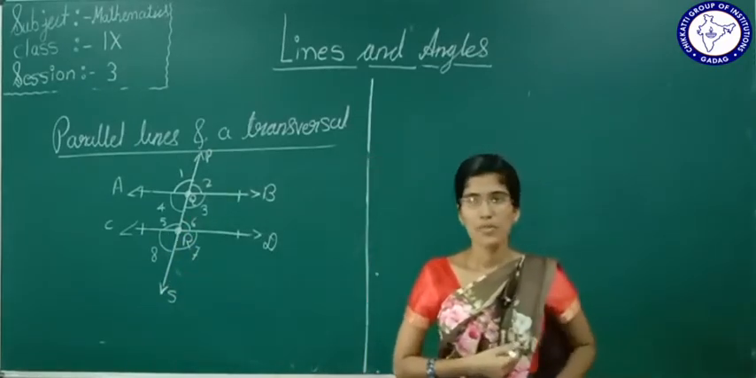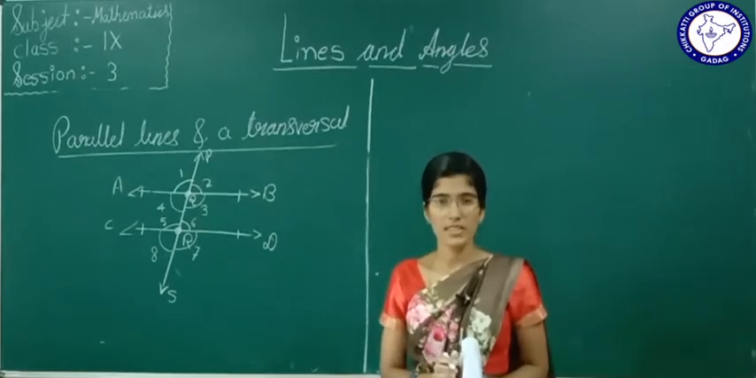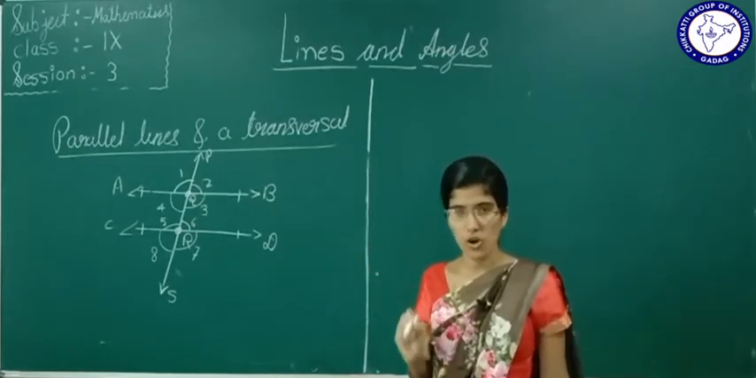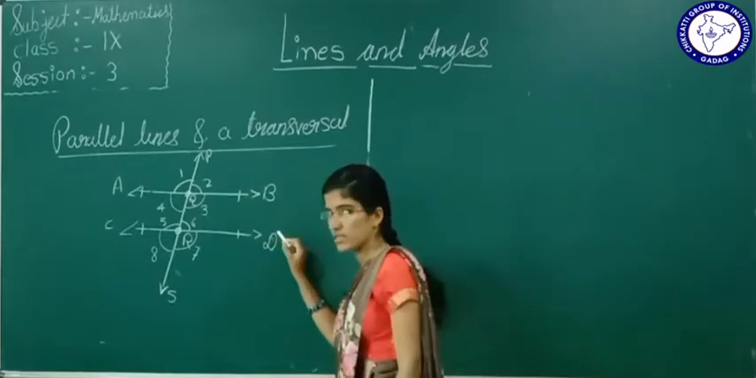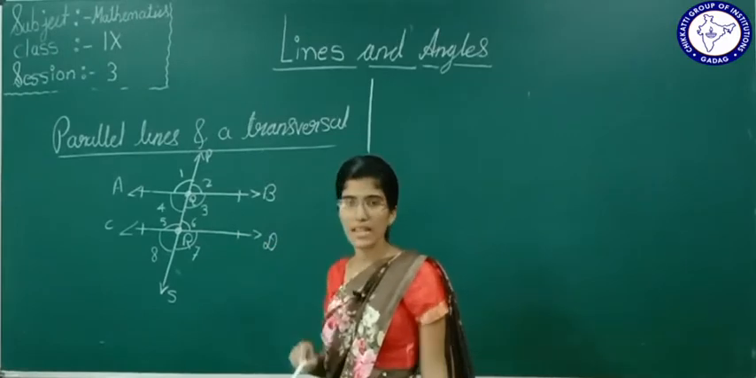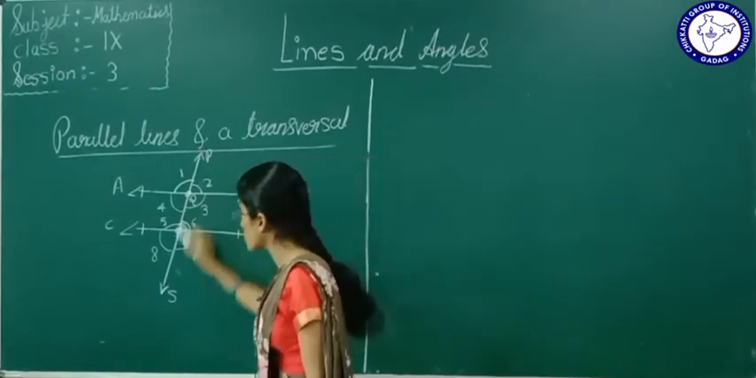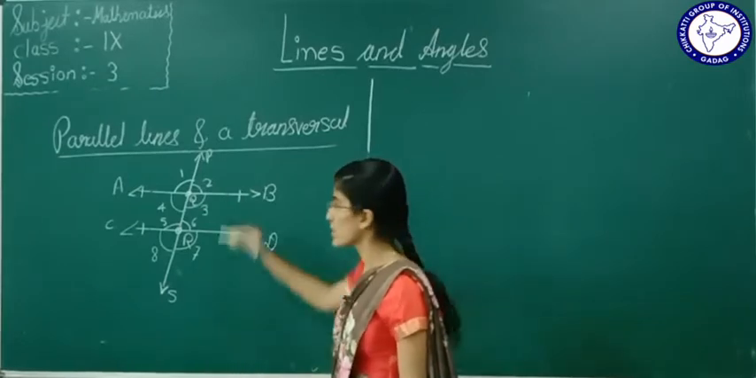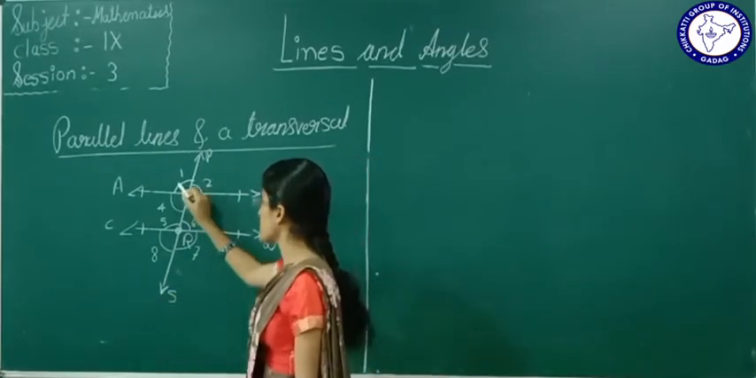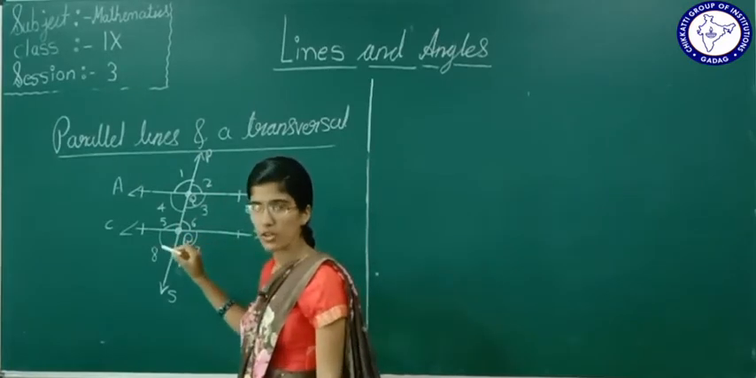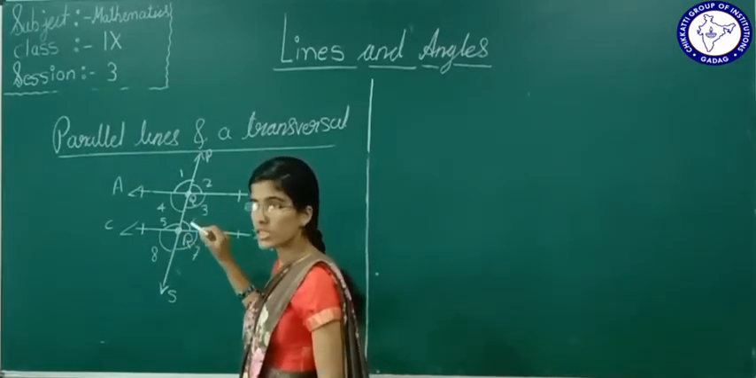Now see here, draw two lines in your book. Just draw two parallel lines, think of them as AB and CD, and draw PS as a transversal. If you draw PS as a transversal, you are going to get 4 angles plus 4 angles, 8 angles in total.